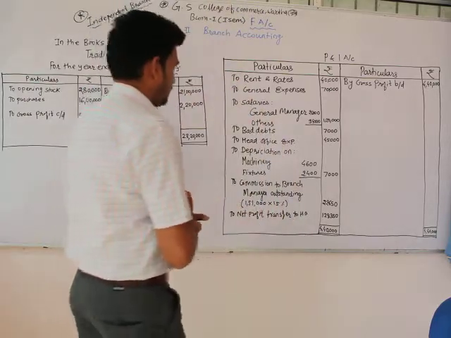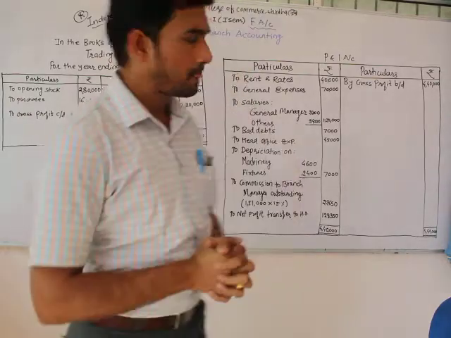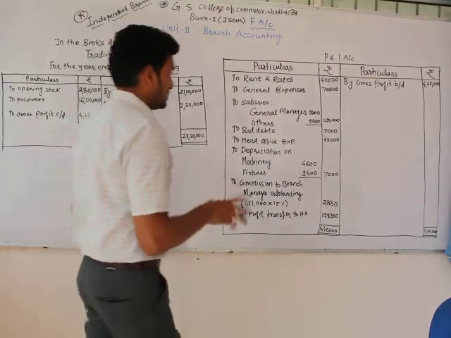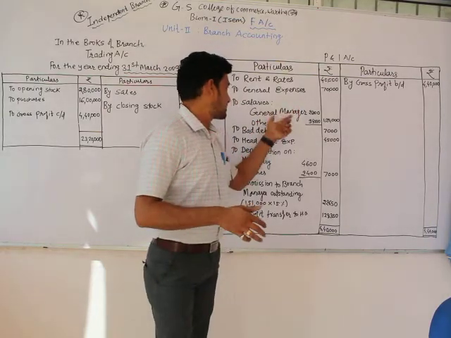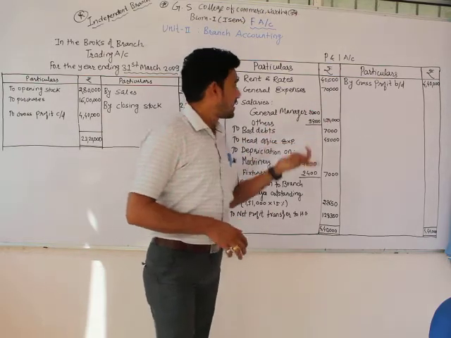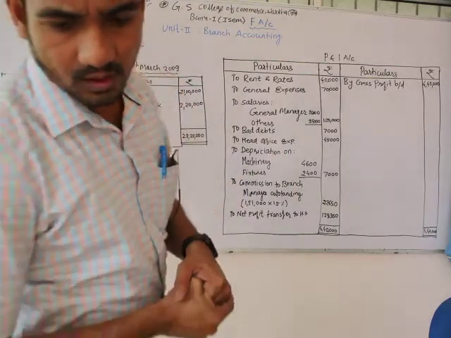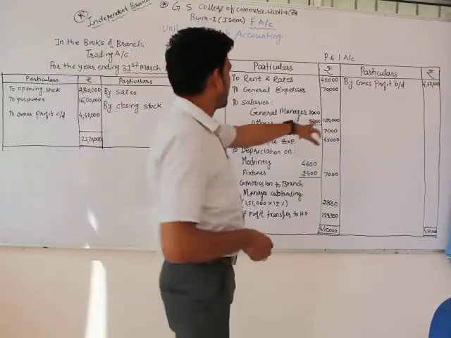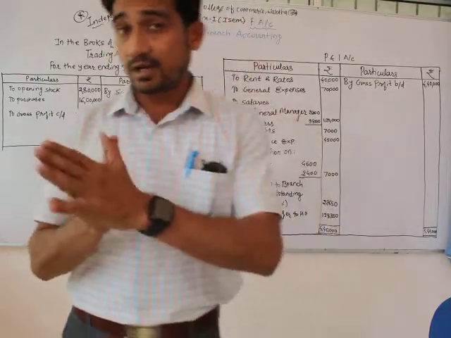Okay. Then we have the general expenses 70,000. Then salaries, we had been asked to provide a salary to general manager. So general manager salary rupees 26,000 and others rupees 94,000. So it will be 1,20,000 because they had given us the head of salaries 1,20,000.